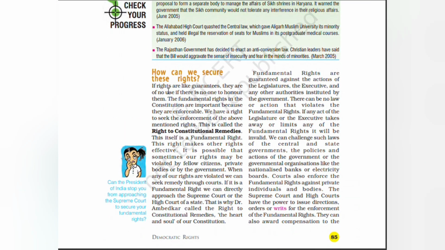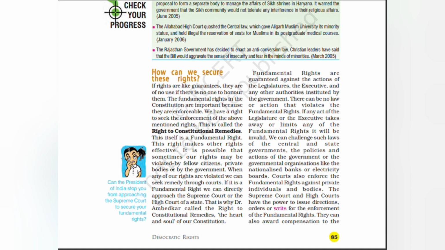How can we secure these rights? If rights are only guarantees, they are of no use if there is no one to honor them. The fundamental rights in the Constitution are important because they are enforceable. We have a right to seek the enforcement of the above mentioned rights. This is called the right to constitutional remedies. This itself is a fundamental right. This right makes other rights effective.